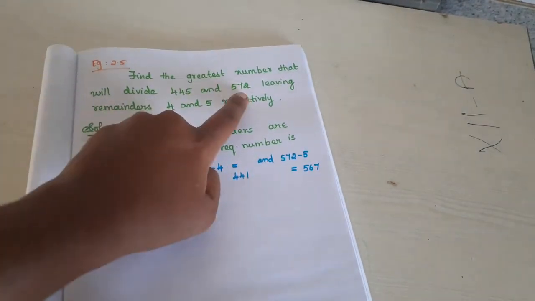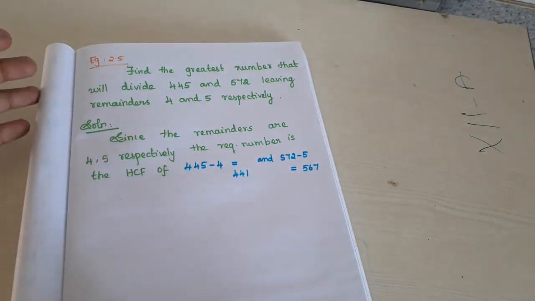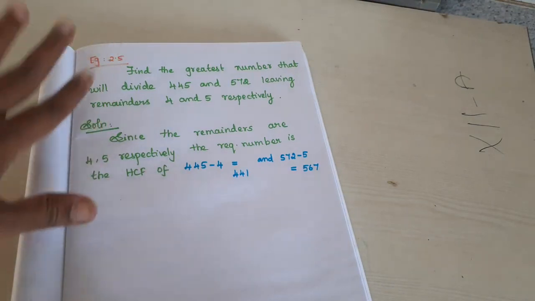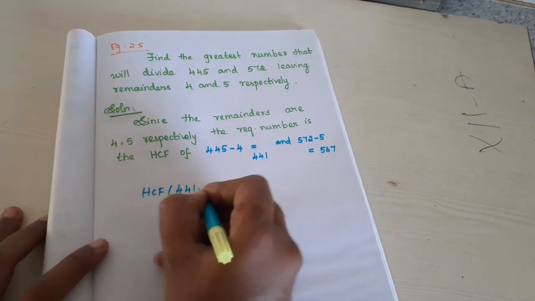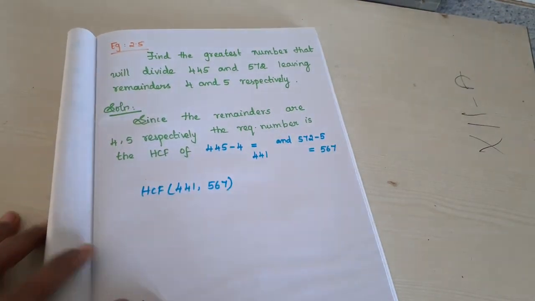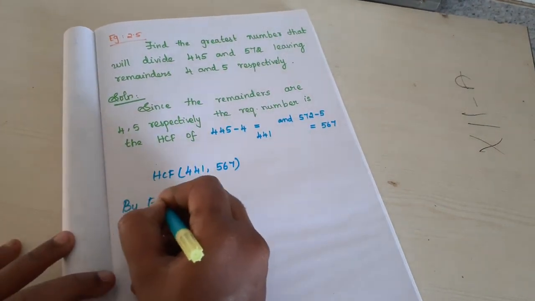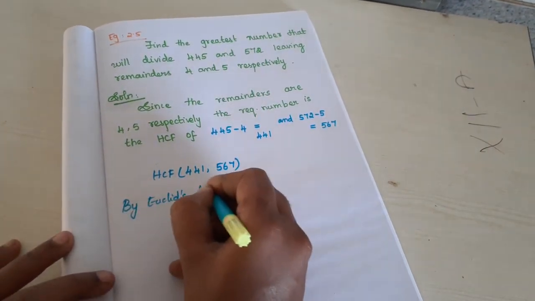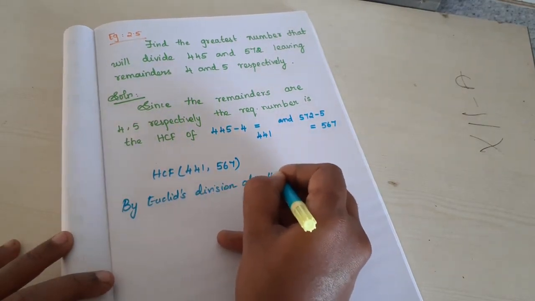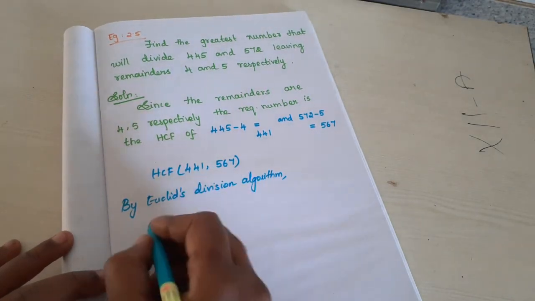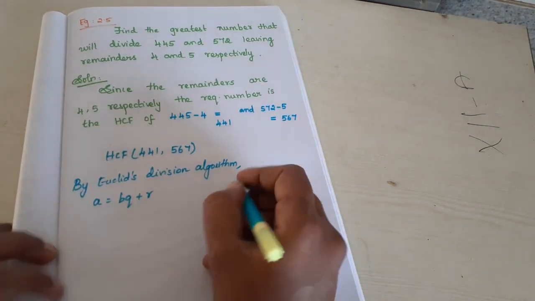So here two numbers are given, with leaving remainders. If we subtract the remainders, we get two numbers now. The HCF of those numbers only we need to calculate. Now the HCF of 441 and 567 we need to calculate. So we can use Euclid's division algorithm. The highest number we need to take. A is equal to BQ plus R. That is the normal format we know, correct?